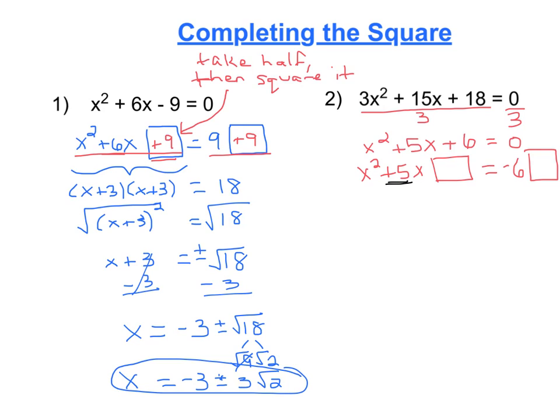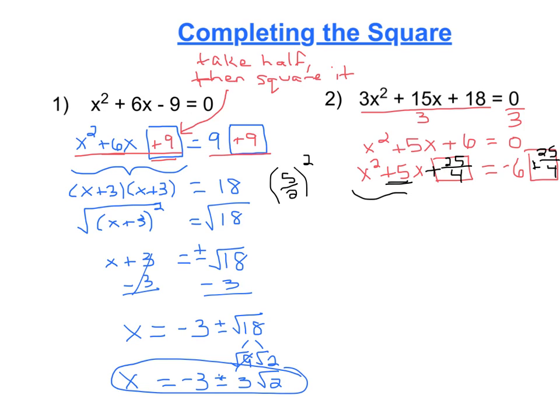So half of 5, I'll just do this off to the side right here, would be 5 halves, right? 5 divided by 2. And then if you square that, what happens when you square a fraction is you square the numerator. So 5 squared would be 25. And you square the denominator. So 2 squared would be 4. So what we're doing is we're adding 25 fourths to both sides of the equation. And if we put it on the left, don't forget to put it on the right as well.